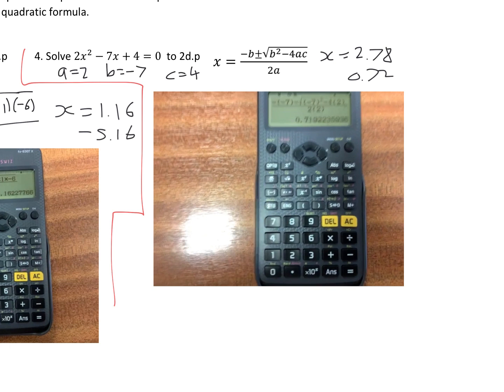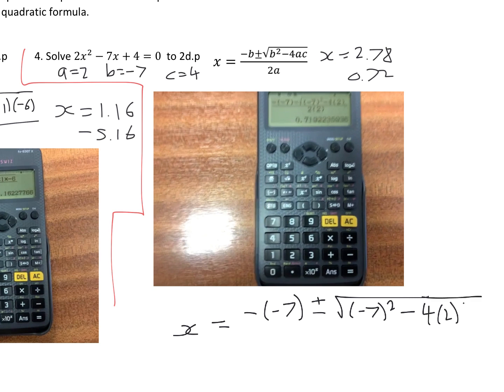I'm just going to write down what the formula was. That was x equals minus b, so that's minus 7, plus or minus the square root of b squared, so that's minus 7 squared, minus 4 times a, which is 2, times c, which is 4. And that's all divided by 2a, 2 times 2.